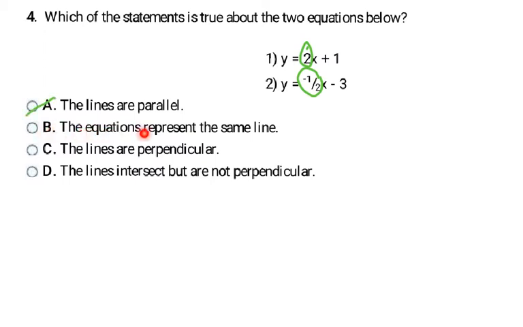If it was letter B, the exact same line, then when these are in slope-intercept form, that y equals mx plus b form, they'd have to be the exact same equation, which they're not. So it's not letter B.